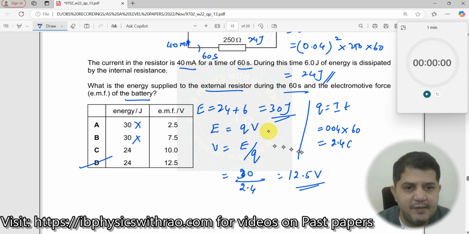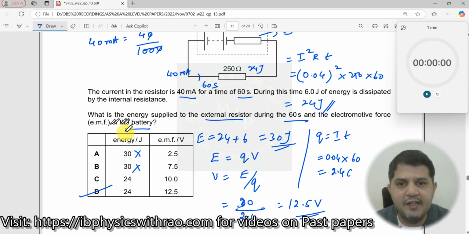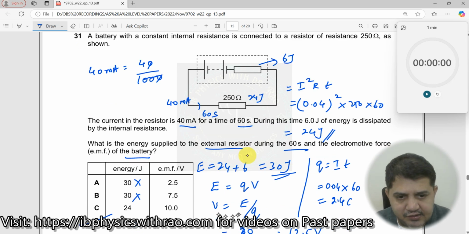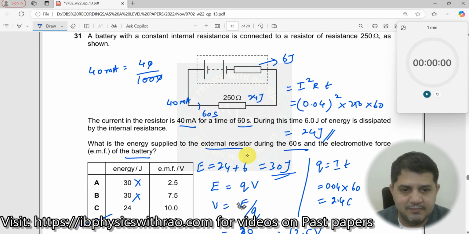You can ask me, this V we call the terminal potential difference, but here we are asked about EMF. By definition, who gives me the energy? The EMF of the cell. The notation: I have used V over here and not E, because I already have an E here, and this E is nothing but energy. So I did not use E here.